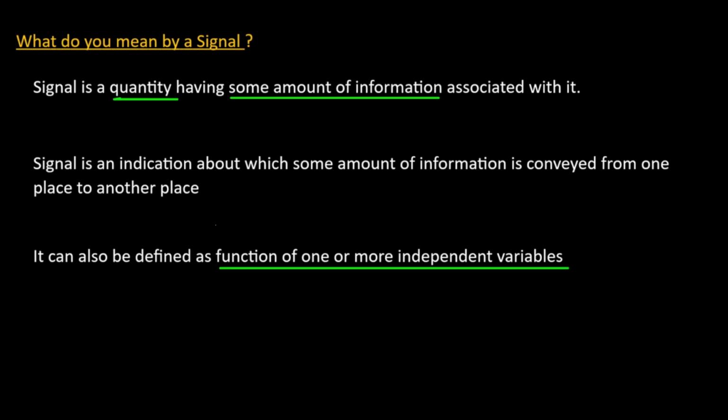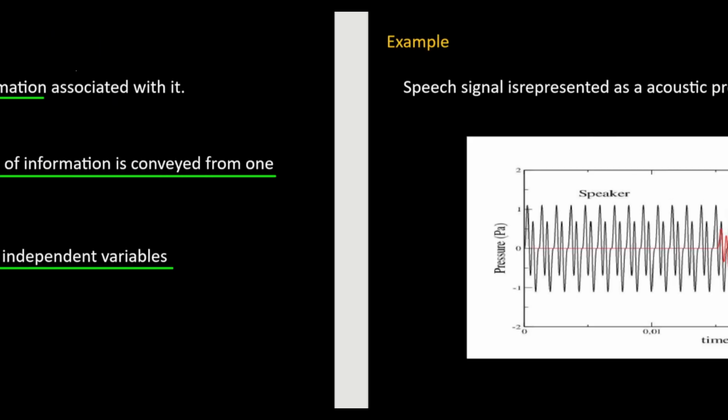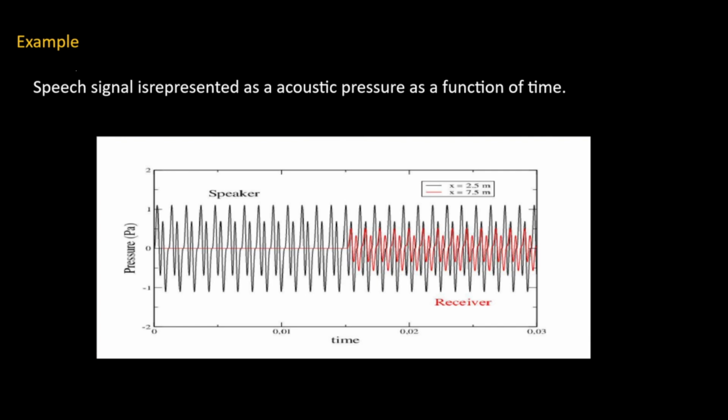Another definition would be: a signal is an indication about which some amount of information is conveyed from one place to another place. So if you are asked in interviews, you can simply say that a signal is an indication about some amount of information, and you will be awarded the right answer as well. So let us understand signal with an example.